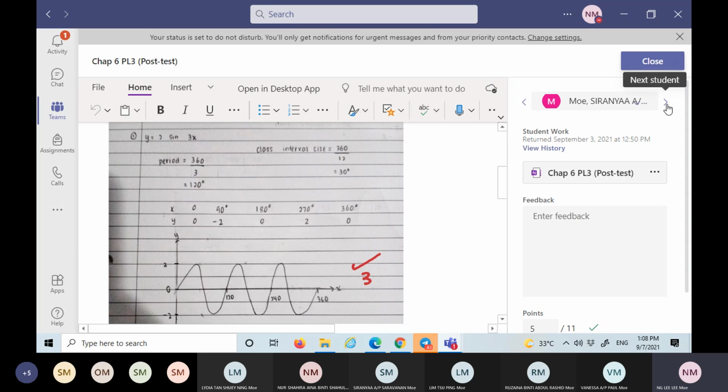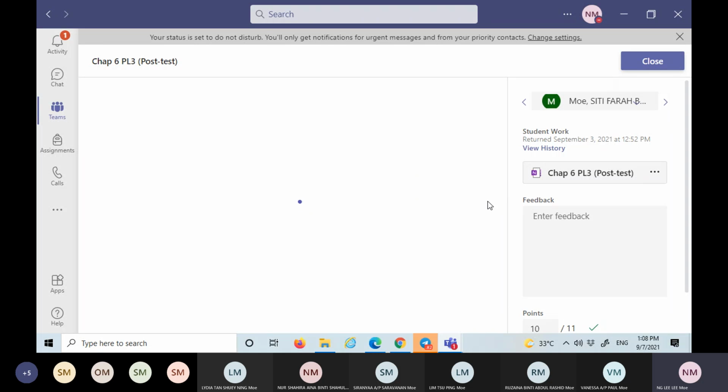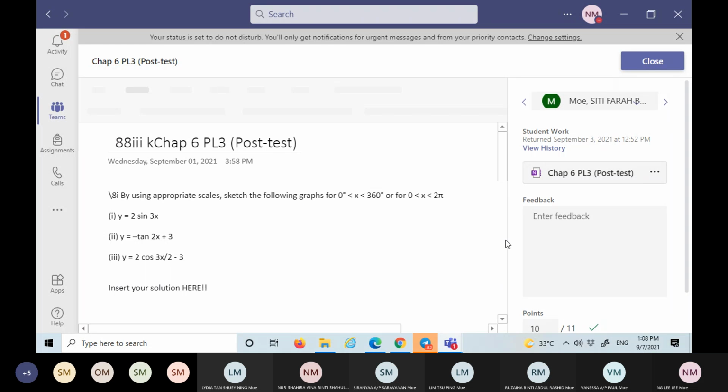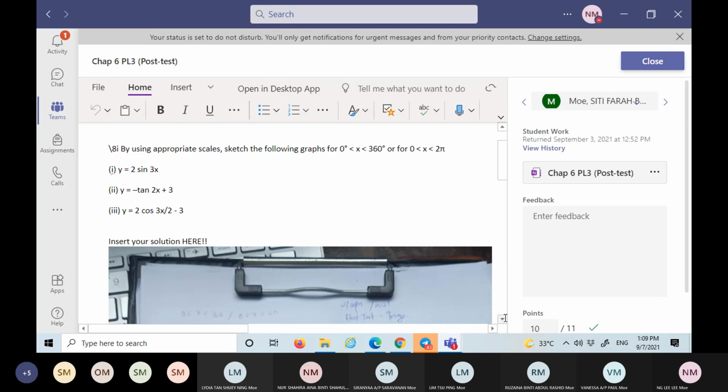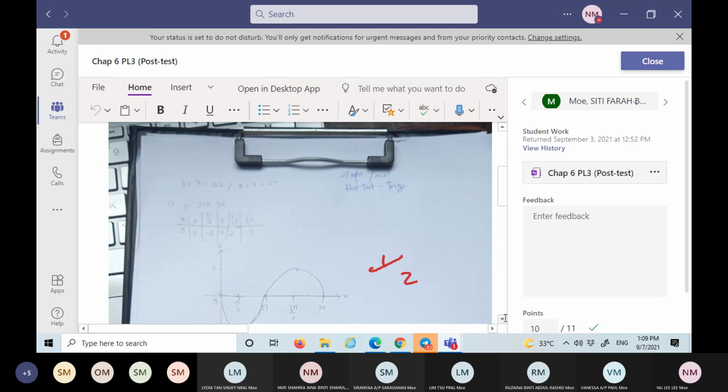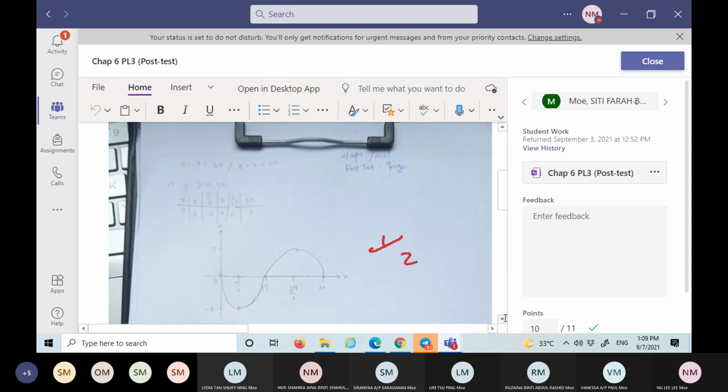Okay Siranya. Okay, next Siti Farah. Looks like yes, there is a table, but I don't know how she got this table. And then pi over 4 is what? Pi over 2 cannot be seen there. Pi over 2 is 90 degrees. No, you had to find the interval. You didn't find the interval. For this question, the interval should be 30. That's why you only have 1 cycle.